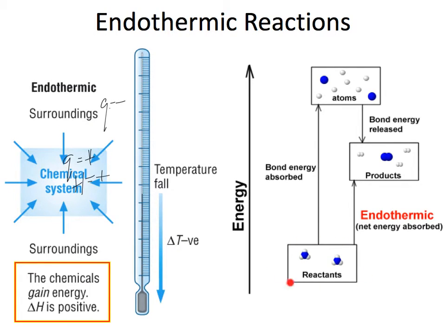Now, how does this happen? Well, here we have reactants, and here we have our products. And what you know is that more energy has been taken into the system to break the bonds than released when new bonds are formed. So overall, we've added more energy than we have released in creating those new products, and so this is called endothermic.